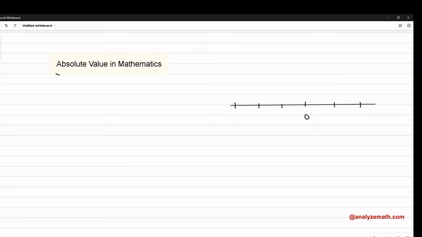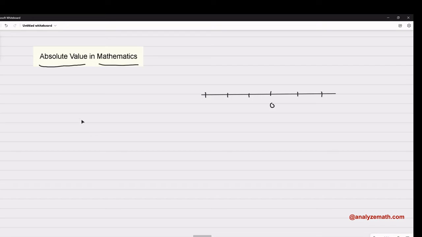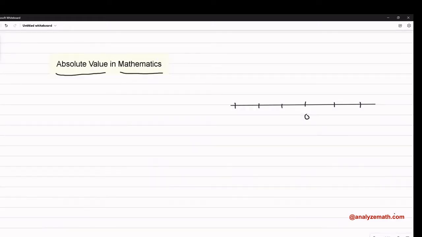Now in this video we're going to talk about the absolute value in mathematics. The absolute value of a number is the distance from 0 to that number on the number line. Now we'll start with some numerical values. So let's find the absolute value of 2.